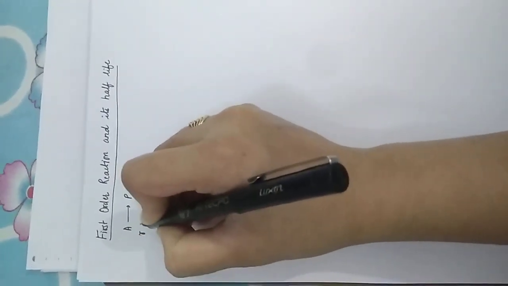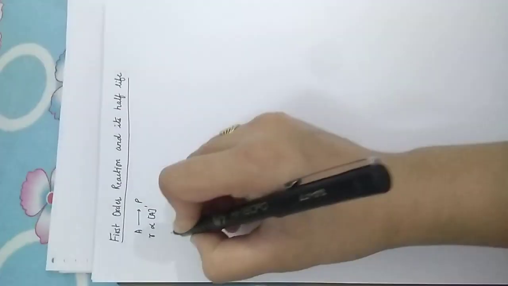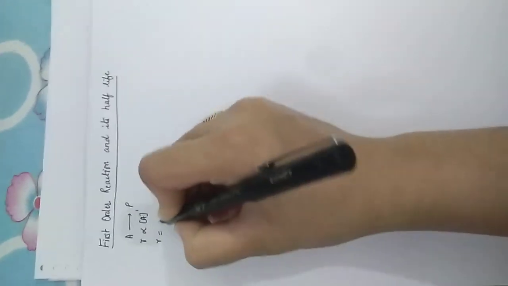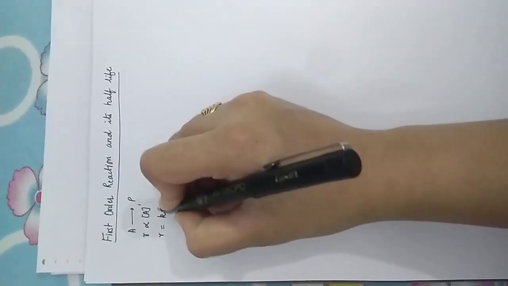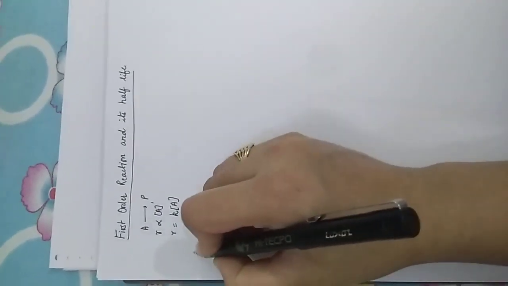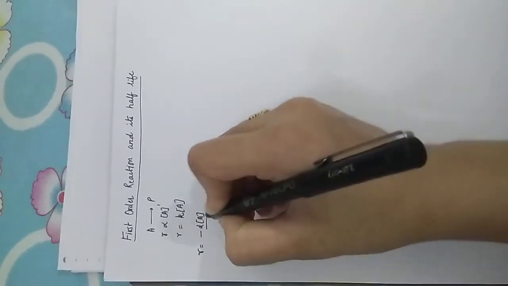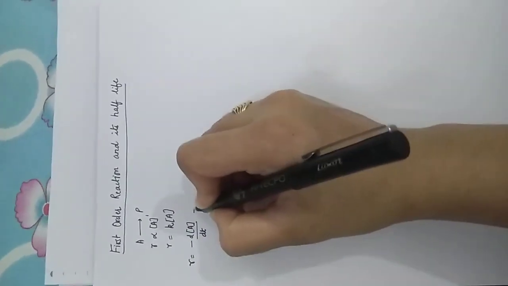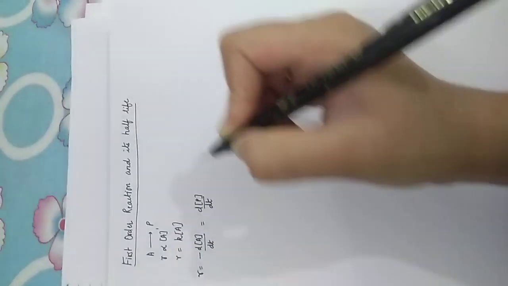So our rate is directly proportional to concentration of A raised to the power 1. To remove the proportionality sign, we will place a rate constant K. So our equation will become this. Now we also know that rate of reaction is equal to decrease in the concentration of reactant with respect to time, or increase in the concentration of product with respect to time.